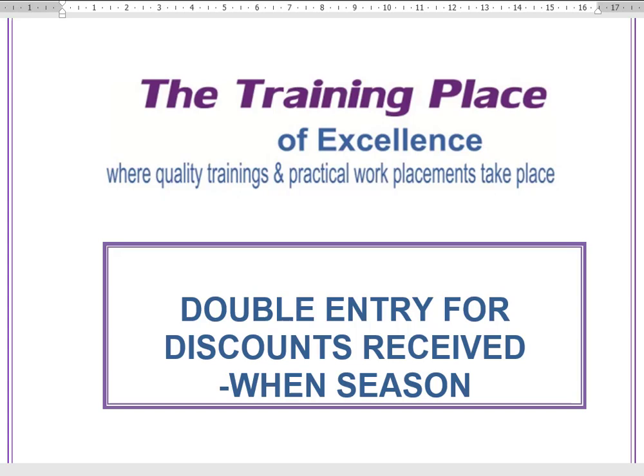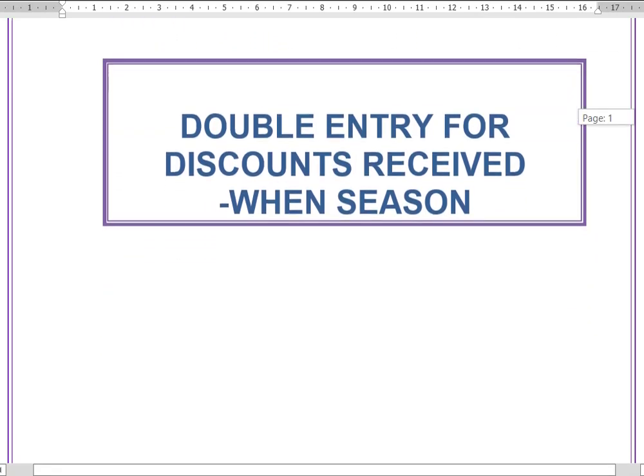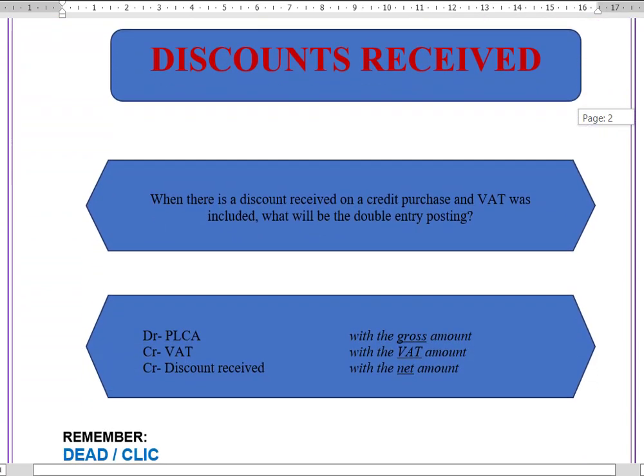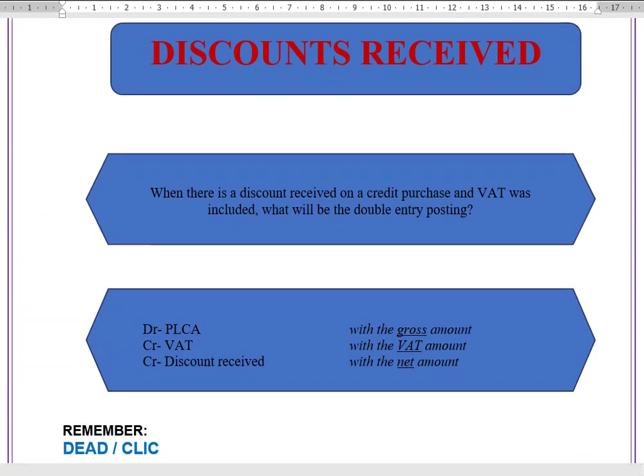Double entry for discount received. We're delivering this to you under the when season. It is a time when we're just asking ourselves, when something happens, what would you do to account for such a transaction? And we've just called it the when season. Discount received. You need to be asking yourself, what is discount received? It is simply the opposite of discount allowed. There is a different teaching within the when season on discounts allowed.